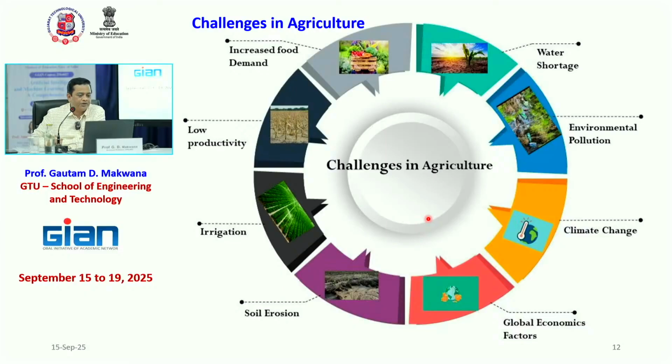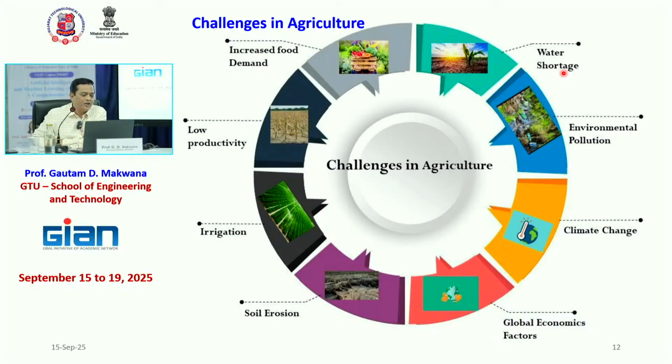Some of the reasons are increased food demand, because every year the population increases by 0.5%, and every day we have more demand for food. This is one of the challenges in agriculture, along with water shortage. Every year every part of India has this kind of water shortage, the capacity of the reservoirs is limited, and the groundwater is also limited. It is going deeper and deeper.